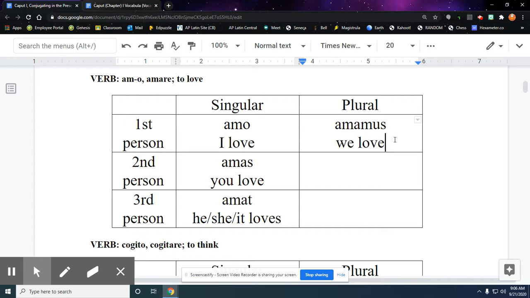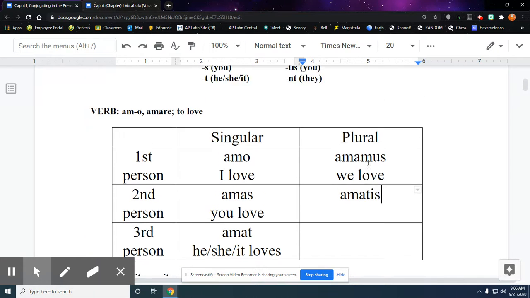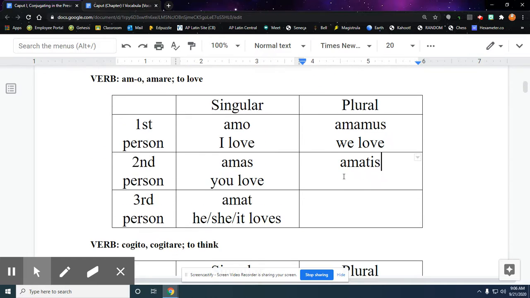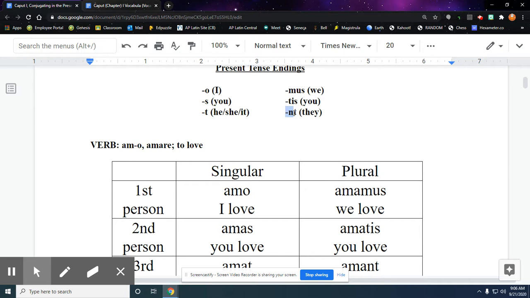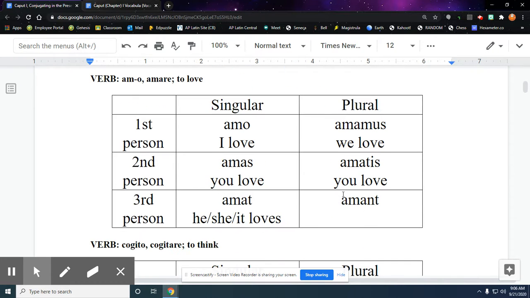We love. Amatis. All right, that's the you plural. And once again, some teachers will require you to say "you all," but you could just say "you love." Just realize that you're implying plural you. And then we're going to add the nt. And that corresponds to they.